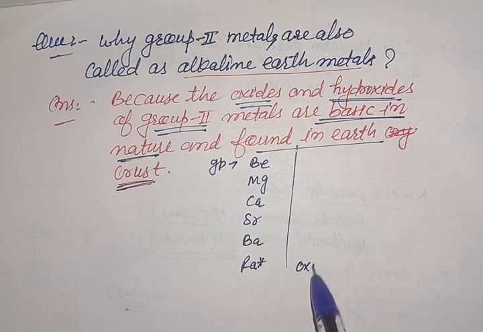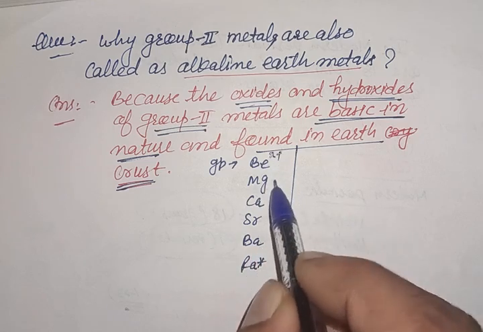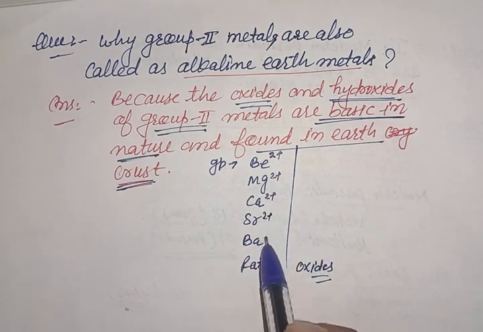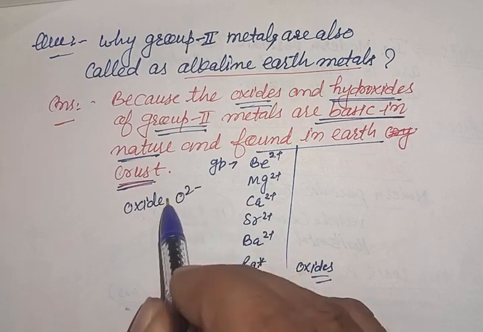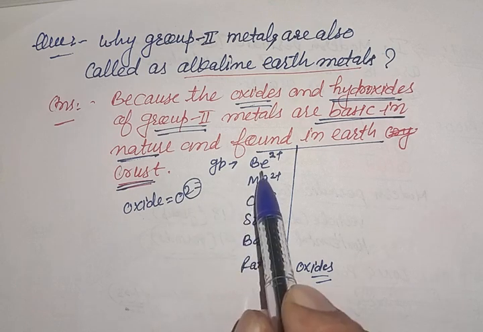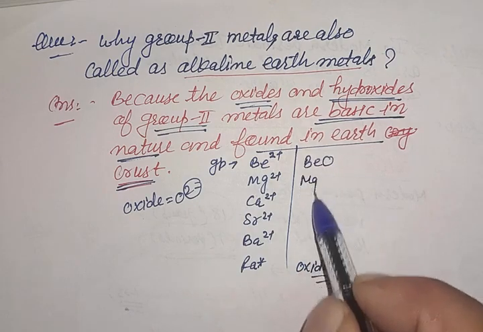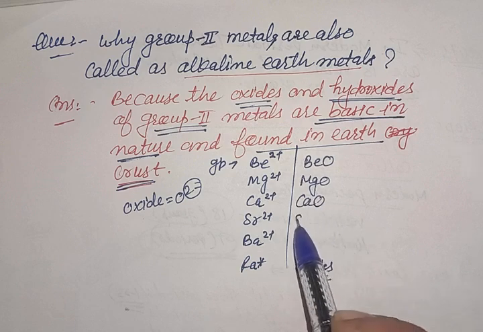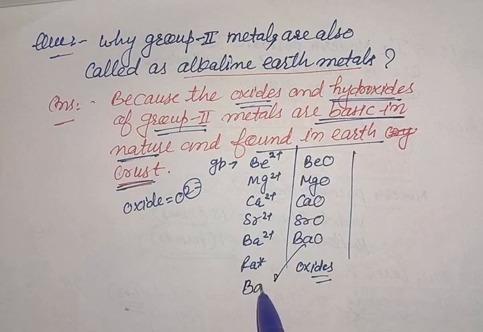So if we talk about the oxides, we know that group 2 metals always carry a plus 2 charge, group 1 metals always carry a plus 1 charge, and the oxide ion, O2 negative, always carries a minus 2 charge. So one oxygen is always attached to one atom of the group 2 metals. So the oxides become BeO, MgO, CaO, SrO and BaO. All these oxides are basic in nature and found in the earth's crust.